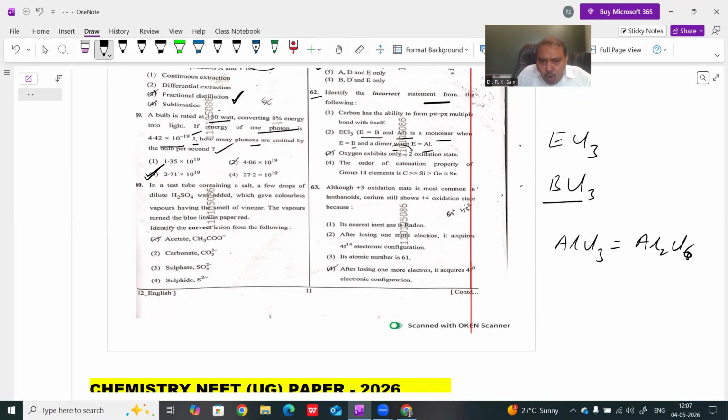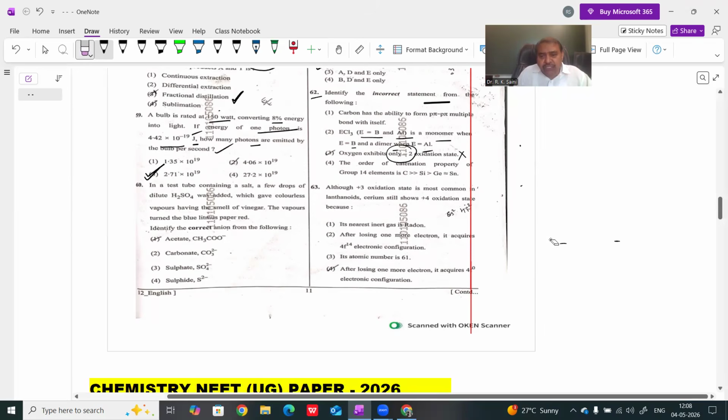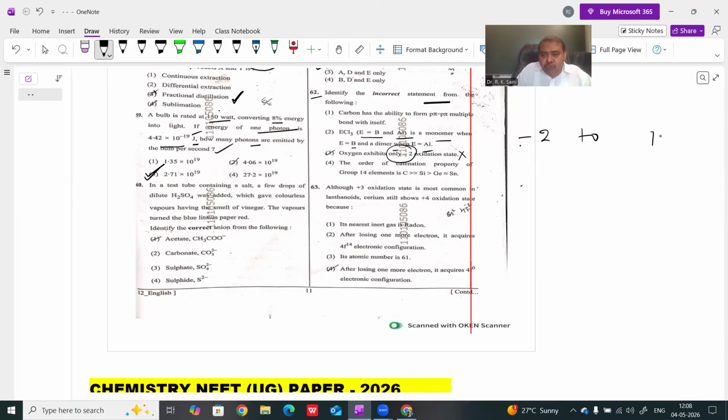Oxygen exhibits only -2 oxidation state. Is it incorrect? Not only, but the most common is -2 oxidation state. However, the oxidation state of oxygen varies from -2 to +2. For example, in OF2, the oxidation state of oxygen is +2. In O2F2, the oxidation state of oxygen is +1. In the case of superoxide, the oxidation state of oxygen is -1/2. In the case of peroxide, the oxidation state of oxygen is -1. Therefore, it is the incorrect statement.